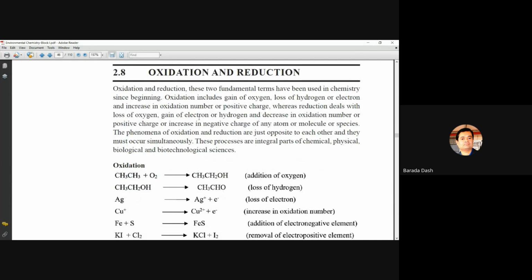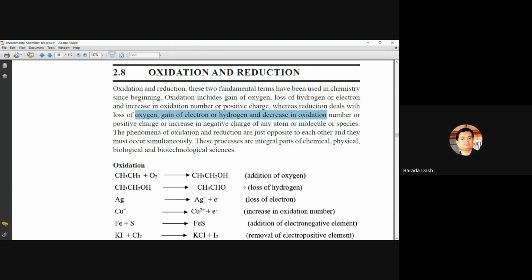Next is oxidation and reduction. Oxidation and reduction are two fundamental terms that have been used in chemistry since the beginning. Oxidation includes gain of oxygen, loss of hydrogen or electron, and increase in oxidation number or positive charge, whereas reduction deals with loss of oxygen, gain of hydrogen, and decrease in oxidation number or positive charge, or increase in negative charge of any atom, molecule, or species.